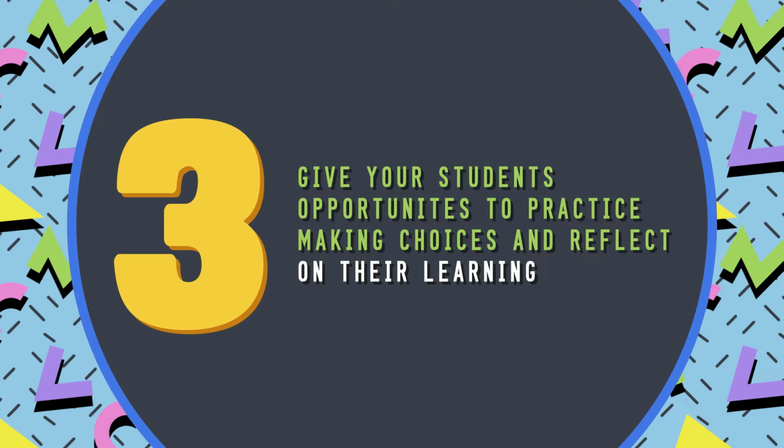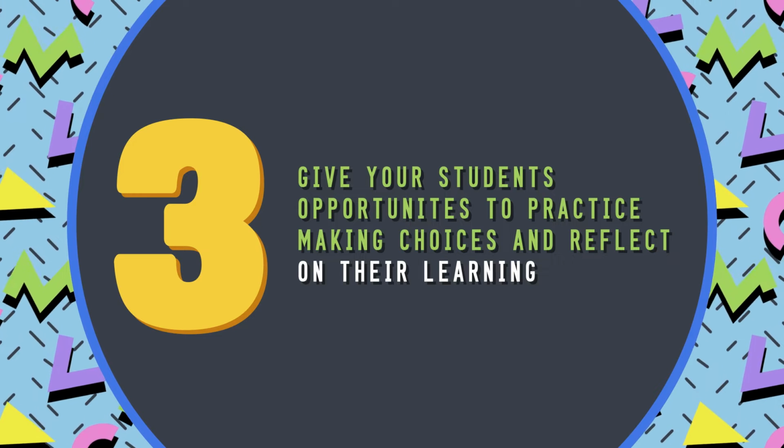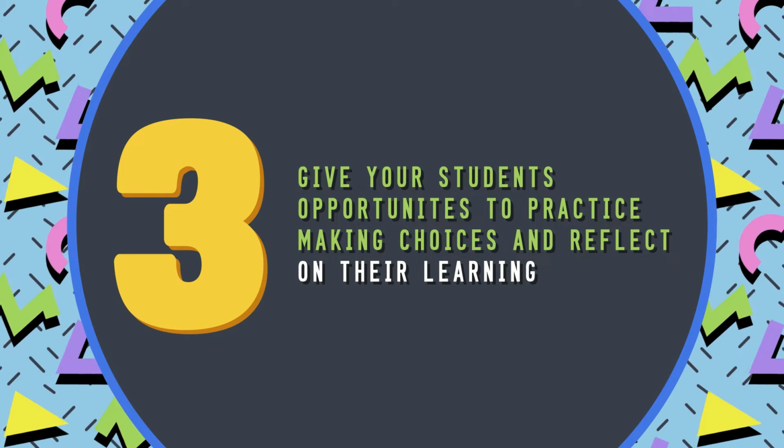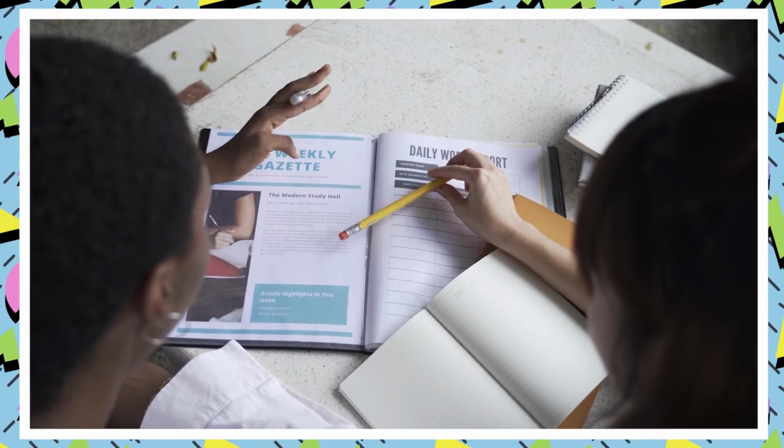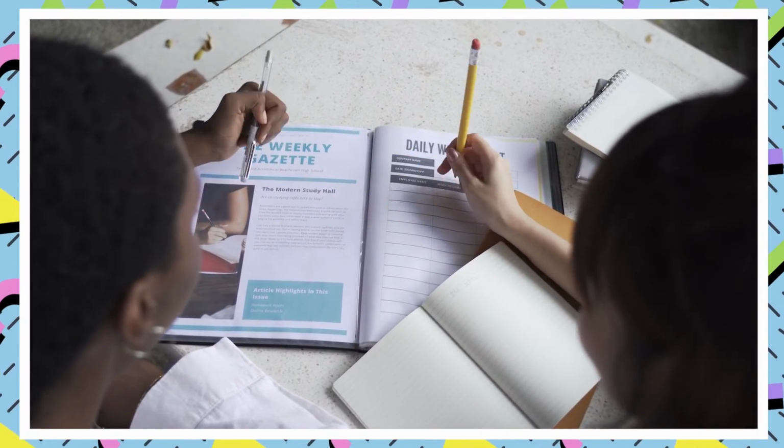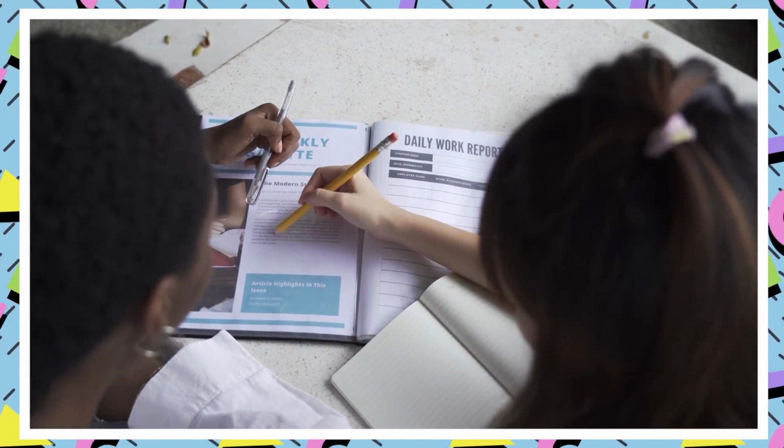The third strategy, give students opportunities to practice making choices and reflecting on their learning. That way, when they go into a higher stake situation, like working at a collaborative station for 20 minutes without direct teacher supervision, they've already had opportunities to practice and now they can apply those skills. So what can you actually do to support this?